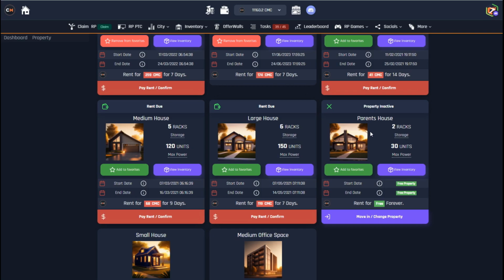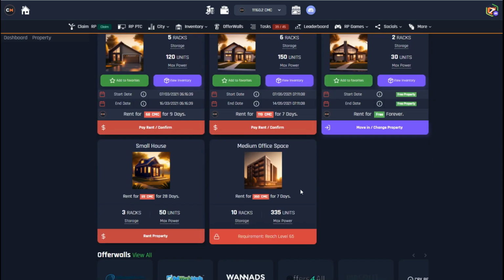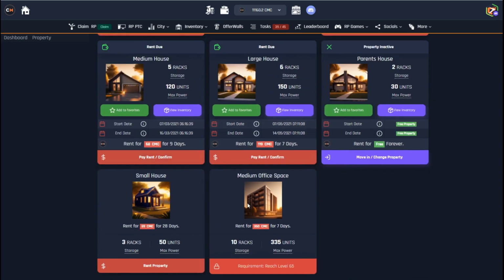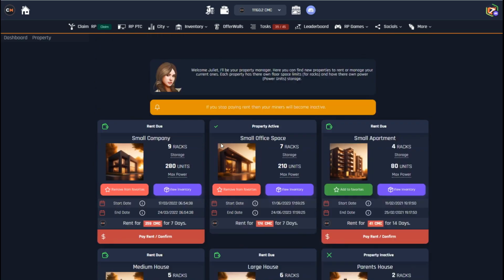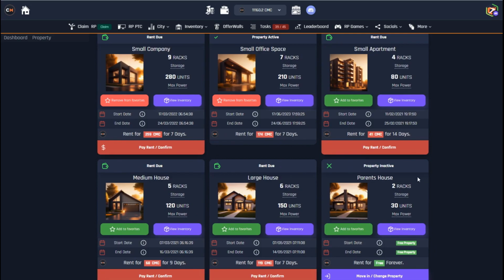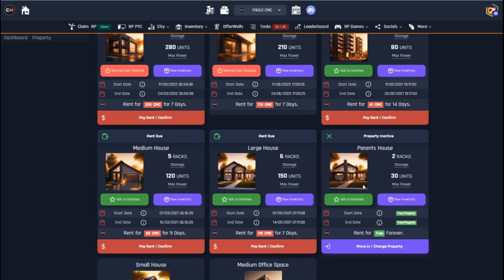Just because you've got like 4 Moonlander miners, don't think, oh, I've got to move into the next property, which would be this one, small apartment. You've not. So basically what you do is build up your coins, then buy a bigger miner, get rid of one of your Moonlanders, and stick the bigger miner on your rack.